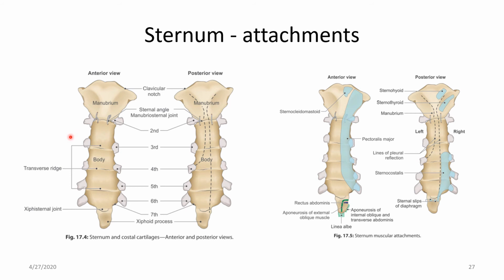So the previous table you can compare with these pictures. You can see the attachments of the various muscles, and the reflections of the pleura on the right and left sides, and in this gap it is related to the fibrous pericardium and heart. You are seeing both the anterior view and posterior view along with the costal cartilages, and the muscular attachments in this picture.